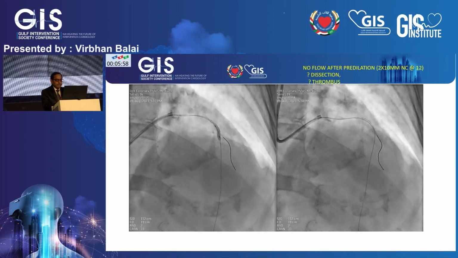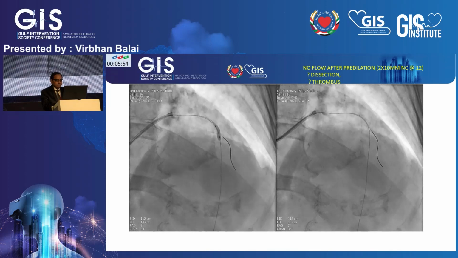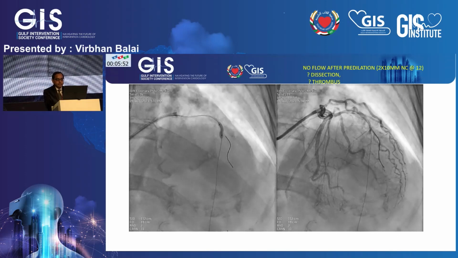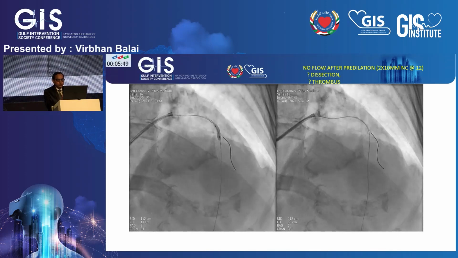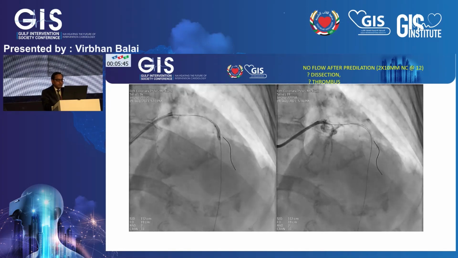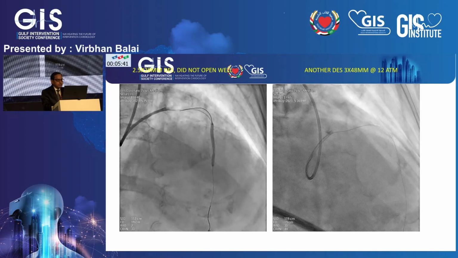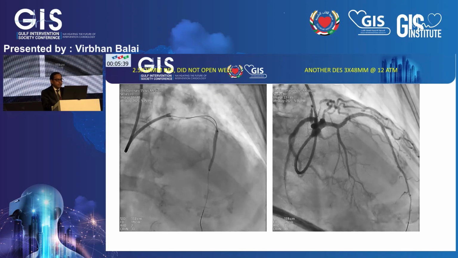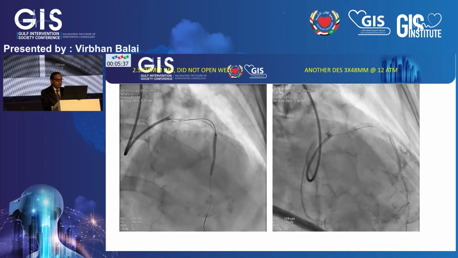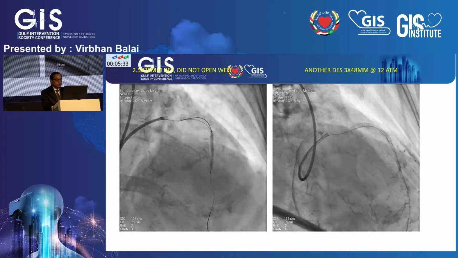But then after predilatation, it was seen that in the mid-LAD, the patient had slight staining of the contrast with no flow. So, whether there is dissection or it's a thrombus which got embolized. So thinking that probably the vessel got dissected, we decided to fix this vessel with a 2.5 by 28 mm stent, which was deployed from mid to distal LAD at 12 atmospheric pressure.